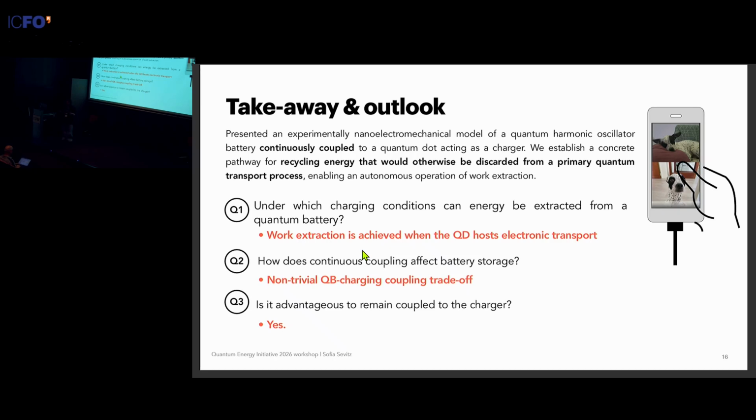So to answer the three questions that I posed: one, under which conditions can energy be extracted? We saw that work extraction is achieved when the quantum dot hosts electronic transport, so only when electrons were flowing from the left to the right was it acting as a battery. For the second question, how does the continuous coupling affect the battery storage? We saw that it was a non-trivial trade-off between the charging and the coupling. And to finish, is it advantageous to look at this, or should we just abandon all our work and go back to global ergotropy with decoupling and stay with those protocols? Yes, it is advantageous to at least consider these kinds of protocols and study them.